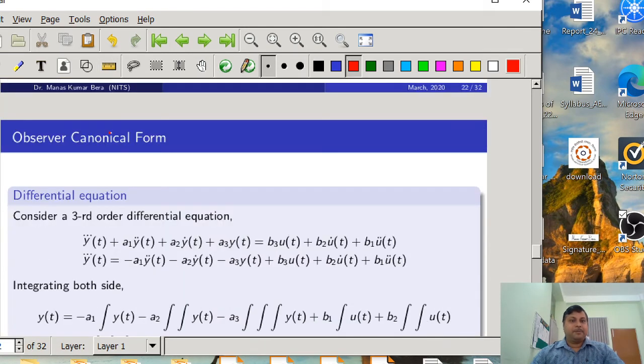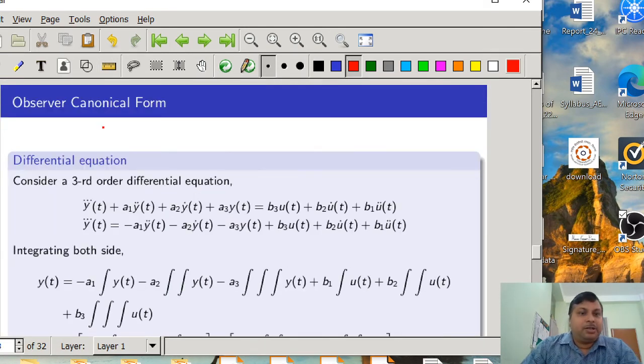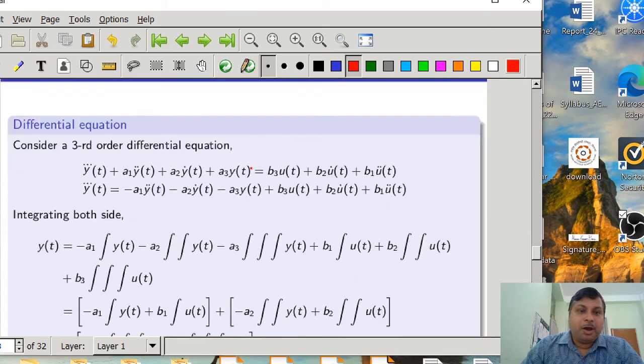And here is the procedure. So the third order differential equation is written in this way, that is y triple dot is equal to minus a1 y double dot minus a2 y dot minus a3 into y plus b3 into u plus b2 into u dot plus b1 into u double dot. Now from this equation, if I want to find out what is y(t), then how can we write?